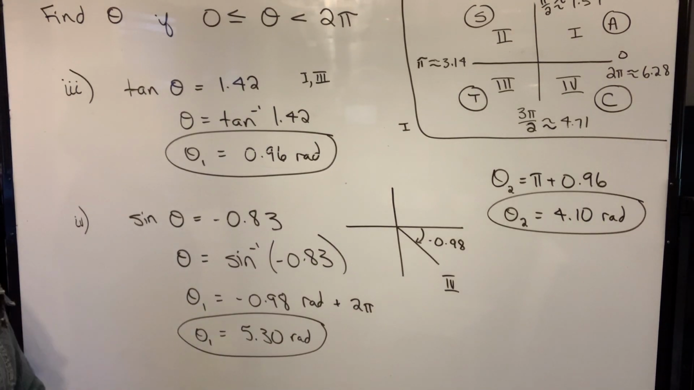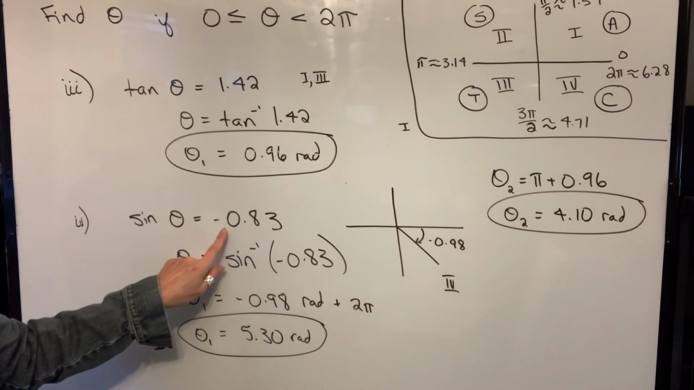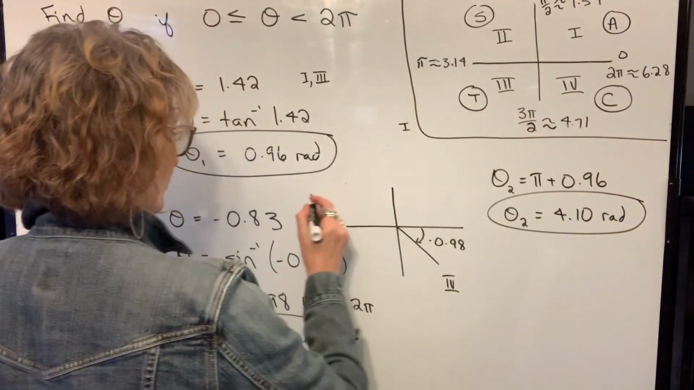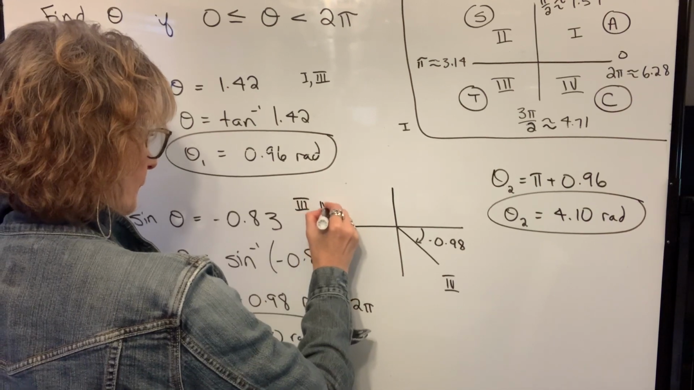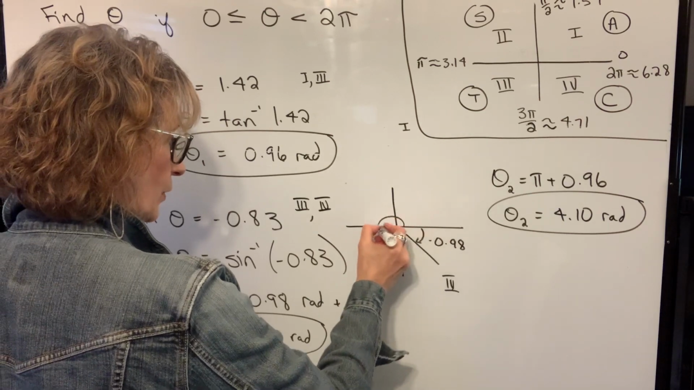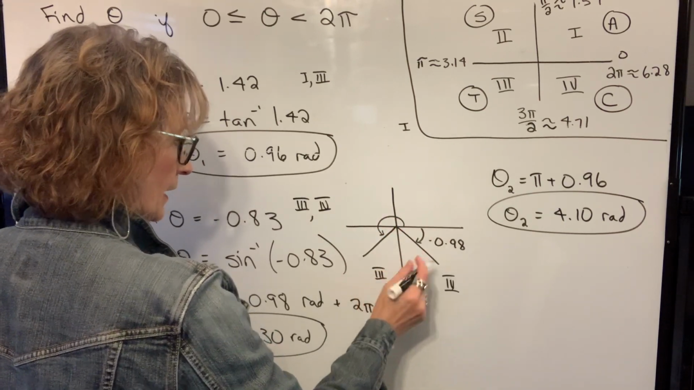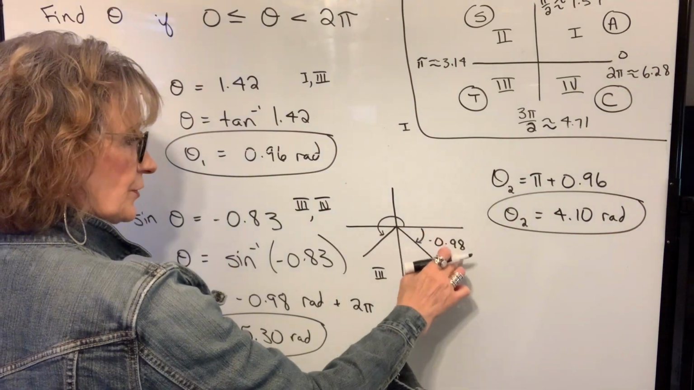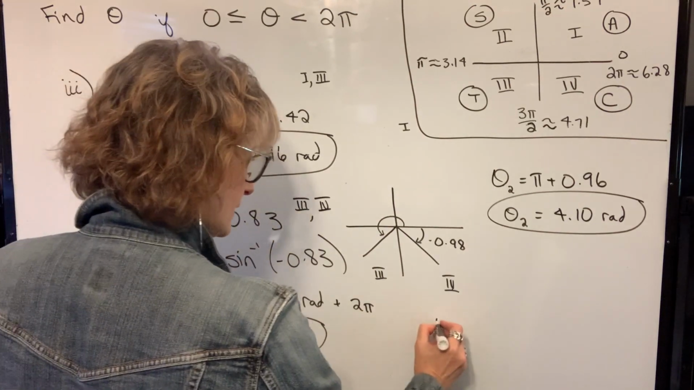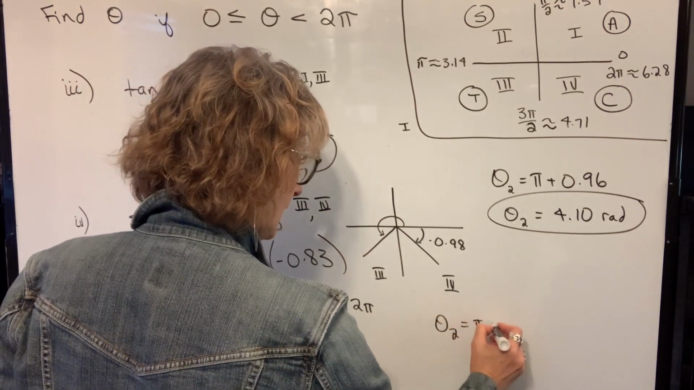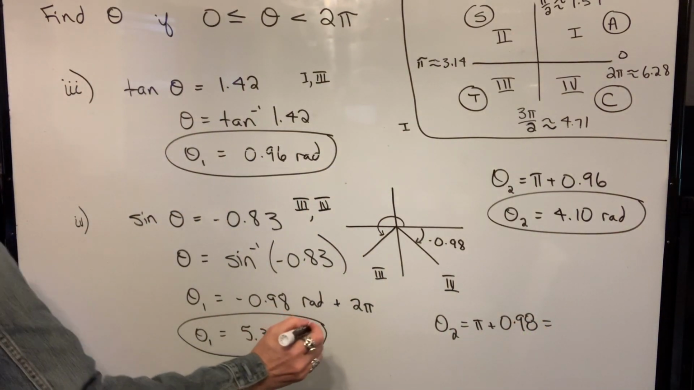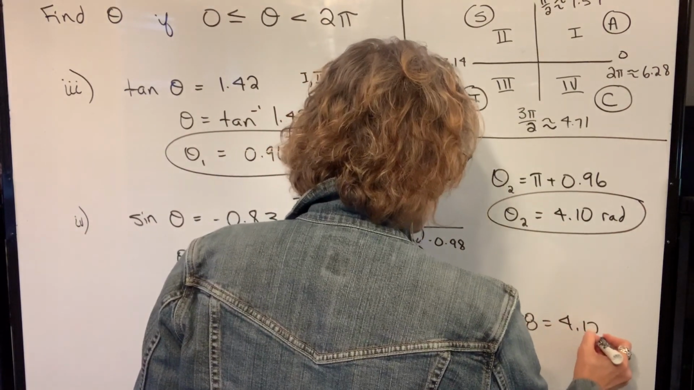To determine the second answer, or the second angle, I determine where sine is negative. I know it's negative in quadrant 4 and quadrant 3. You found the angle in quadrant 4. In order to find the angle in quadrant 3, I know my amount of rotation from the horizontal is 0.98 radians. So I've got pi radians plus 0.98. So my second angle will be pi plus a rotation of 0.98, which is equivalent to 4.12 radians.